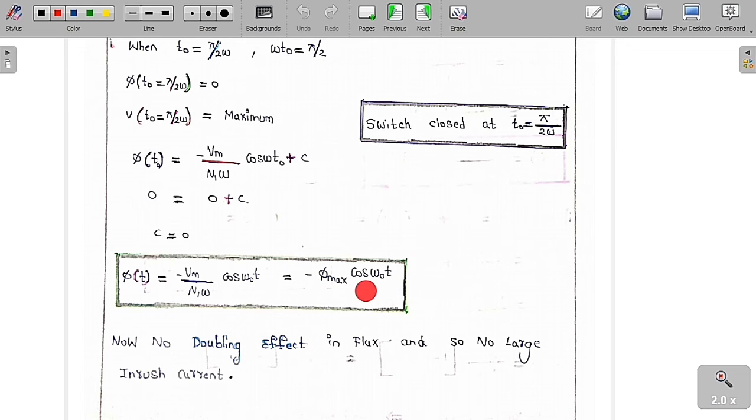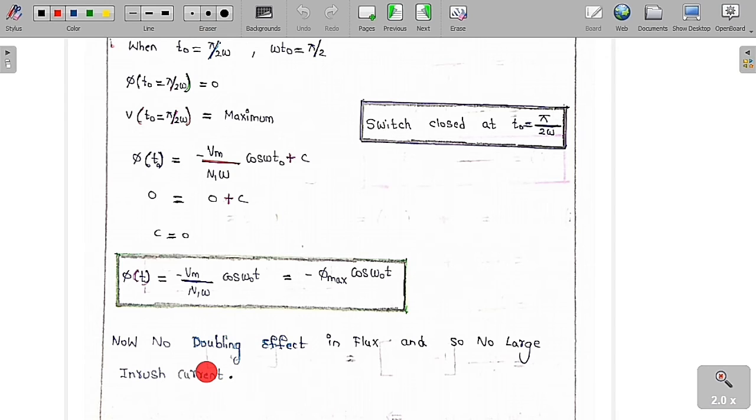So now we can see there is no doubling effect. If you close the switch at the maximum value of the supply voltage, at a time when the supply voltage is reaching the maximum value, then there is no doubling effect. If there is no doubling effect, there is no high amount of induced current. So now no doubling effect in flux, so no large induced current is present. This is the point that you always have to remember. Flux is directly proportional to current. More is the flux, more is the current.